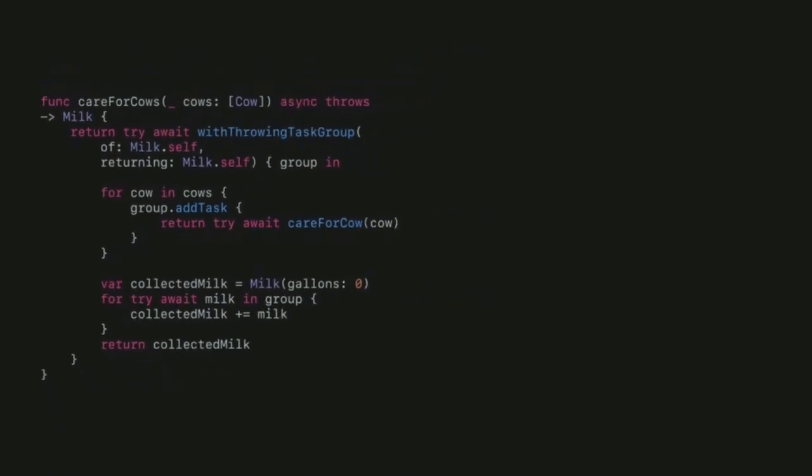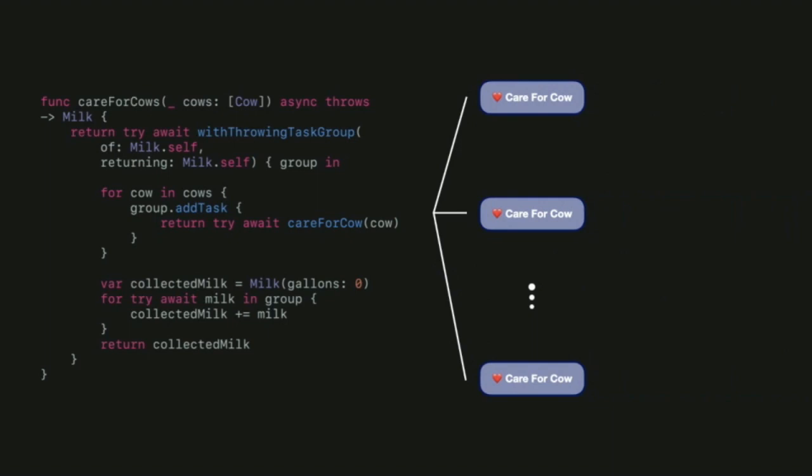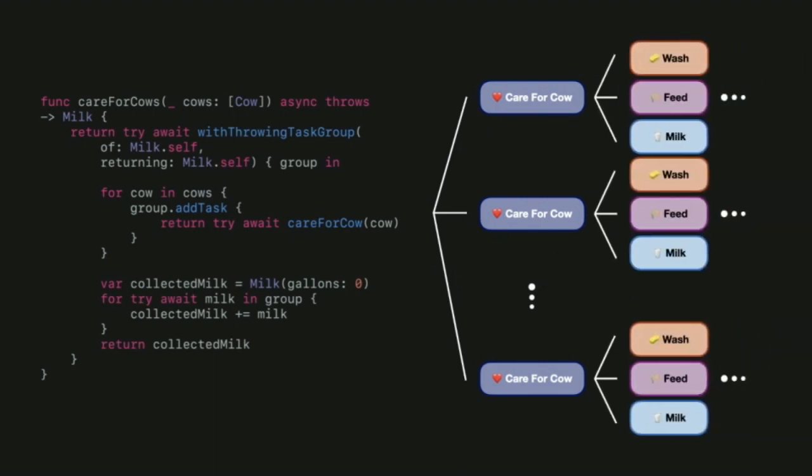So the task tree here is very easy to visualize. We're creating a dynamic number of child tasks in which careForCow is running. And if you recall the implementation of careForCow, we could just peek into there real quick, we spin off 3 child tasks apiece in there. So you can really get a sense of the concurrent nature of your program just by clicking around a little bit and just seeing things happen. It's much, much easier.